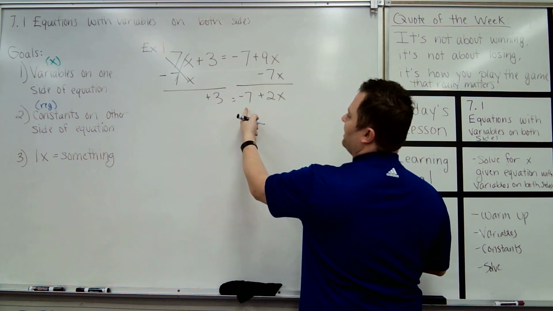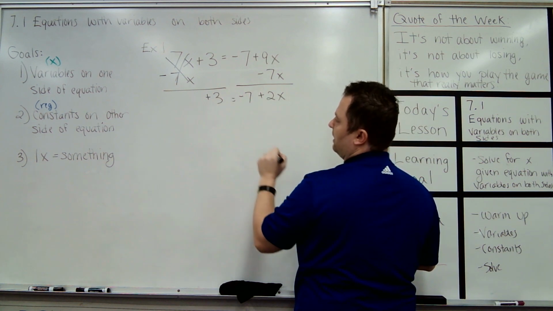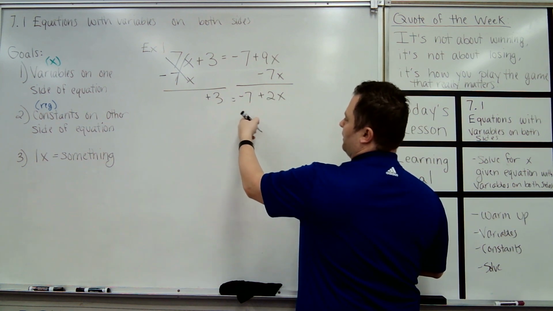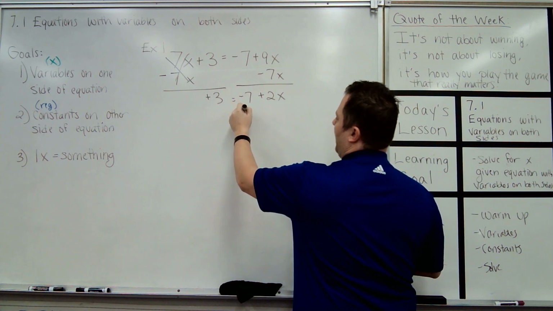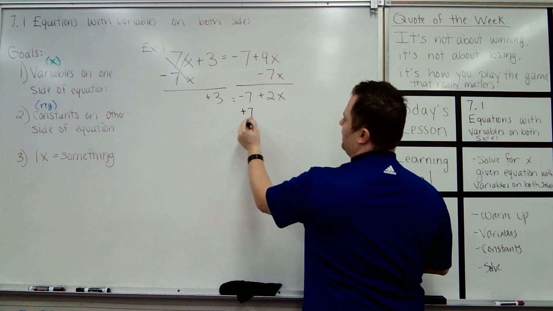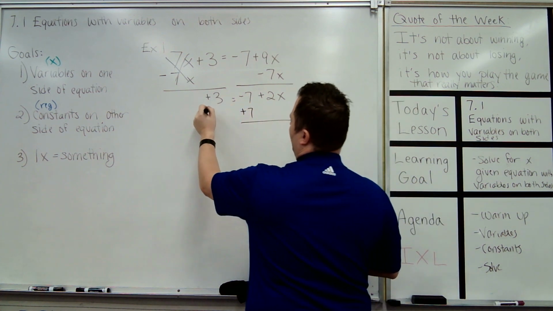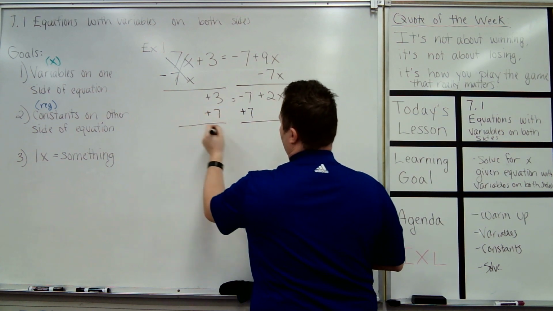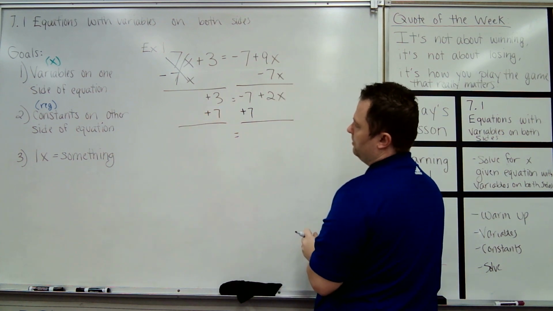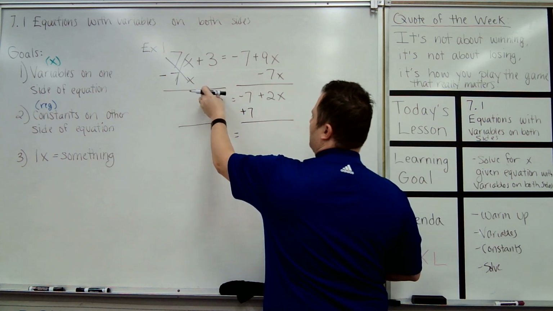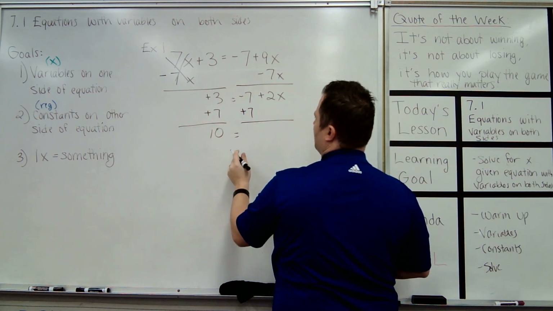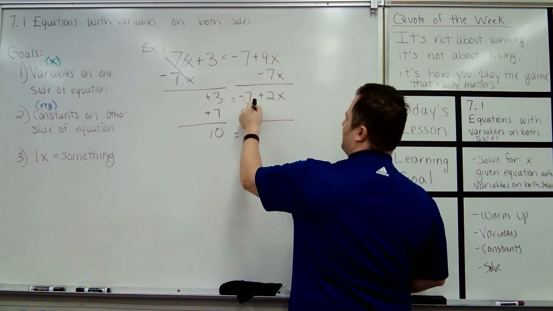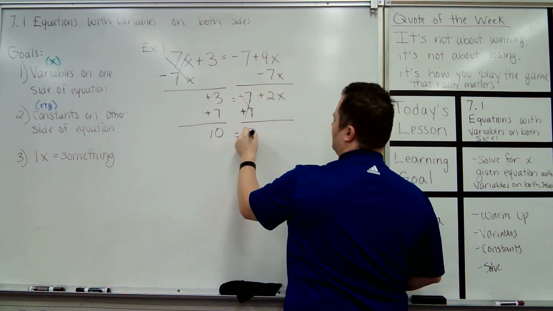I don't want this -7 here. I want it on the opposite side of the equation. So using inverse operations, if it's -7, I will add 7 to this side of the equation. If I do, I have to add 7 to the opposite side of the equation to maintain that both sides are equal. The result is 3 plus 7 is 10. And negative 7 plus 7, those cancel, and all that's left on this side is 2x.